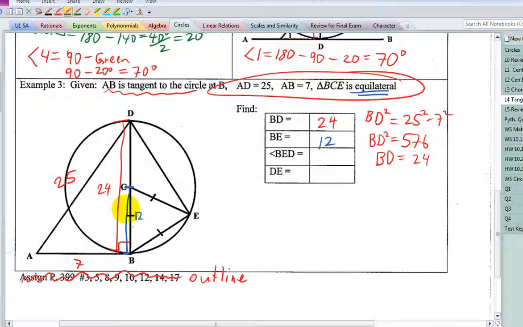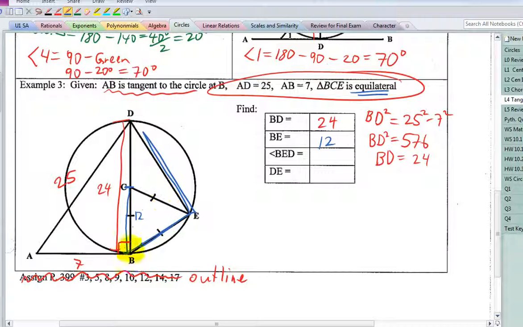Good. Now, what's the angle for BED? And why? Not 60. 60 is BEC. We want BED, the big thing, not the little part. Okay, that's fine. Okay. It's a rule.